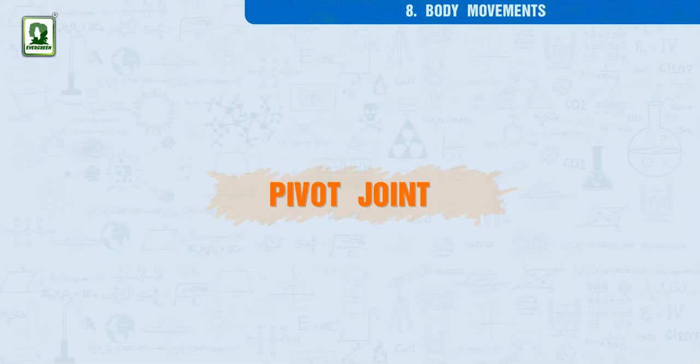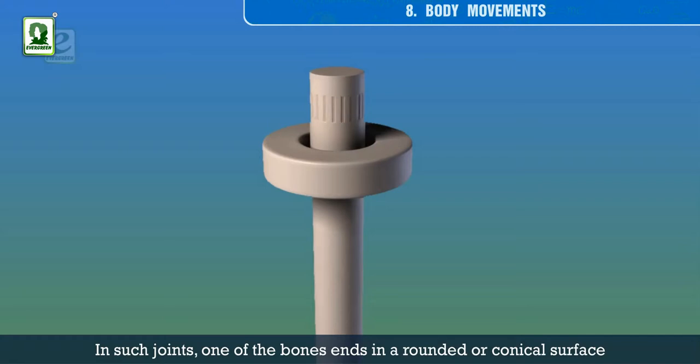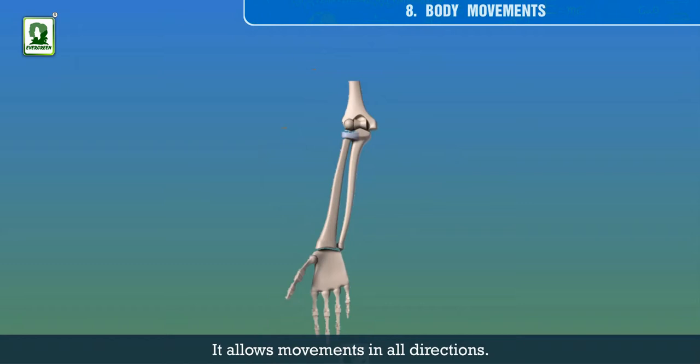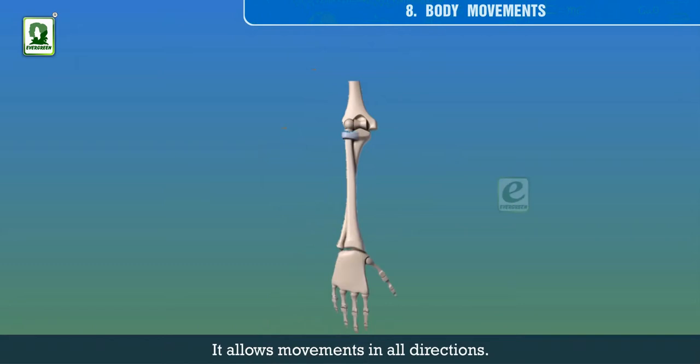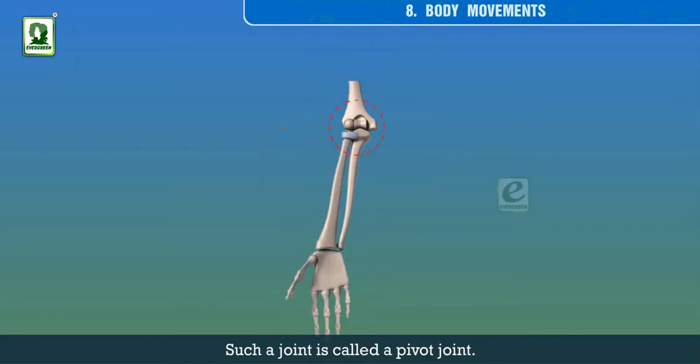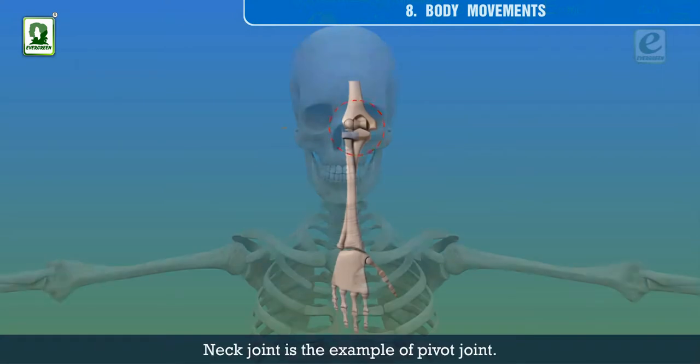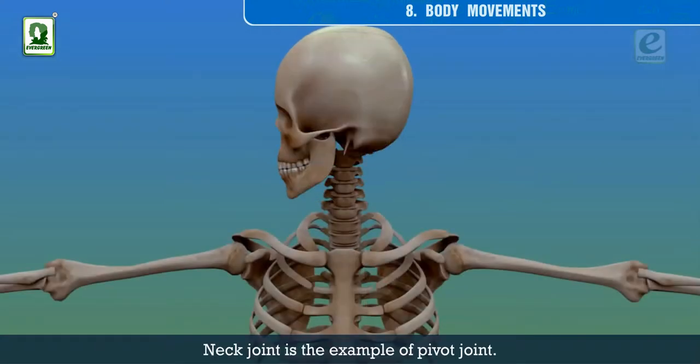Pivot joint. In such joints, one of the bones ends in a rounded or conical surface that fits into a dent in the other bone. It allows movements in all directions. Such a joint is called a pivot joint. Neck joint is the example of pivot joint.